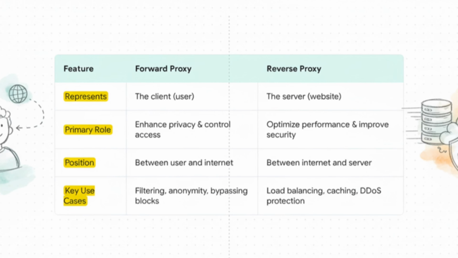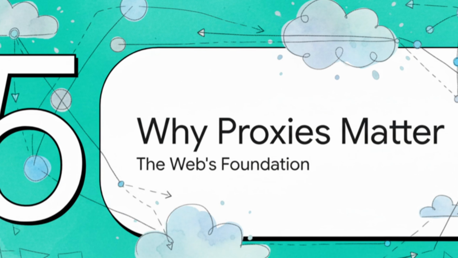Look, a forward proxy, it represents you, the client. It sits between you and the big wide internet. Its job is all about your privacy and controlling your access. The reverse proxy, it represents the website, the server. It sits between the internet and their servers, and its job is all about their performance and their security. Really, it's that simple.